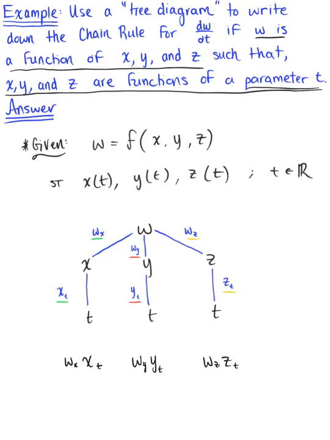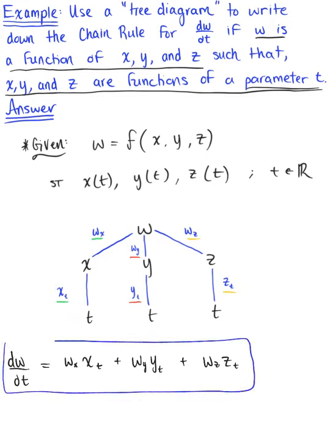So our beautiful final answer here, the derivative of w with respect to t, our arbitrary parameter, is equal to the sum of the products along each branch. So we have done it. This is our beautiful final answer for the derivative of the function w with respect to the arbitrary parameter t.